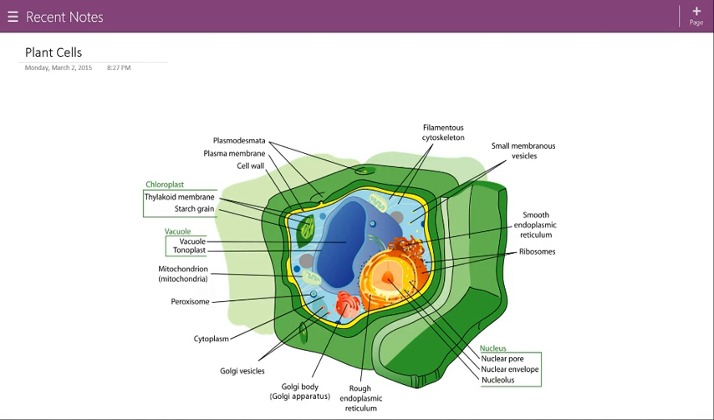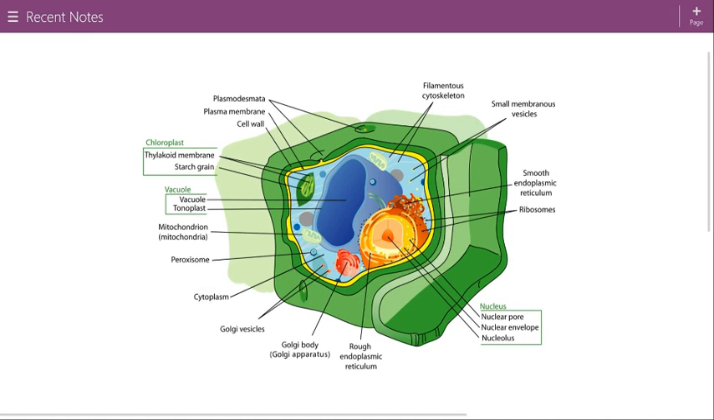Today we're going to be talking about plant cells. This is the same picture from your course, although now we've got that white background so we can really see what all these labels are. So we're just going to be spending a few minutes talking about what these parts are and what they do.